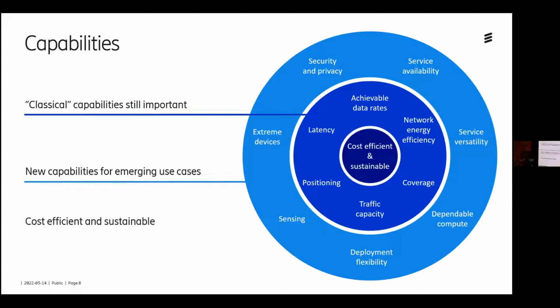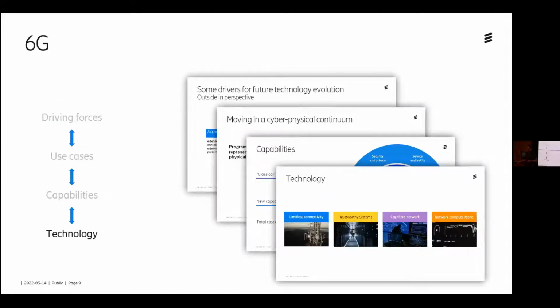So that's a little bit about capabilities. And the bottom line here is that 6G is not just a scaled up 5G, it's something more, it's broader. So it needs to have broader capabilities and also covers more than just what 5G covered. And then technology.